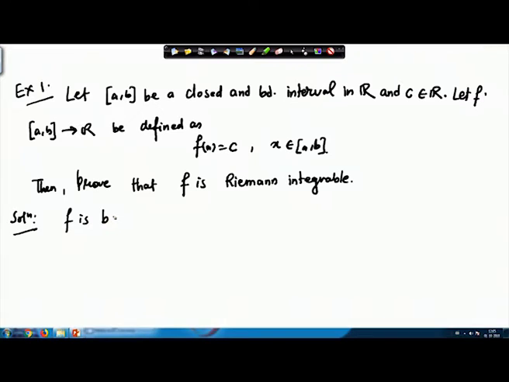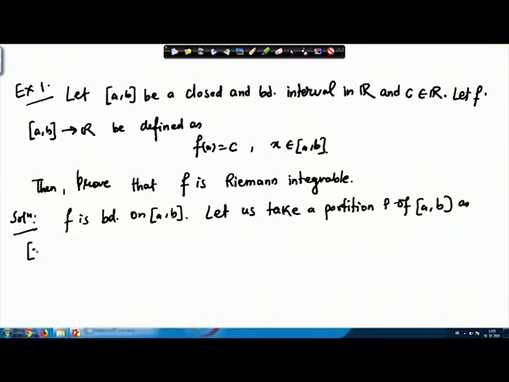So let's see. First of all, f is bounded on [a, b], and let us take a partition P of [a, b] as x0, x1, up to xn.